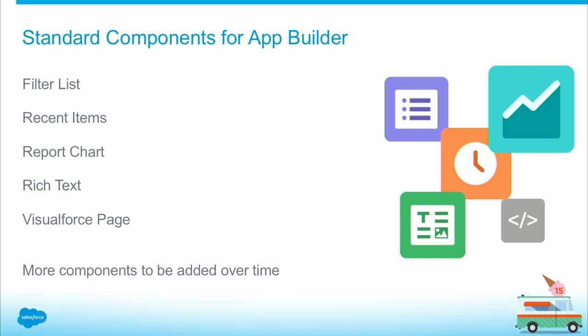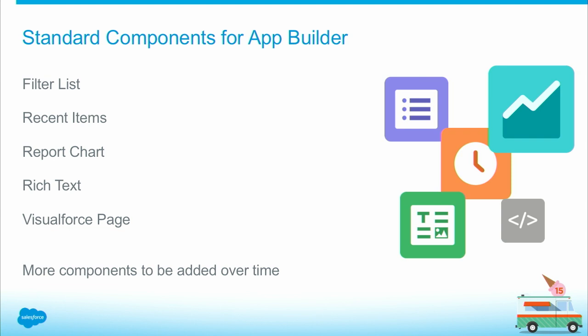Now, to talk a little bit more about the components that we're providing for you built into the app builder here. We've got a set of 5 standard components. And you might think, wait, if there's only 5, well, isn't that kind of limiting? Well, the thing is that these are 5 very versatile components. So for example, we have a filter list component here that allows you to expose any of your saved, shared lists from virtually any standard object and all of your custom objects. So that one component does a lot of different things for you.